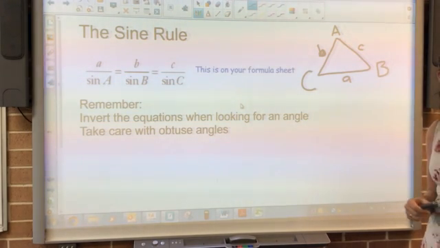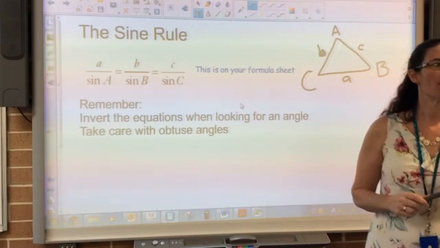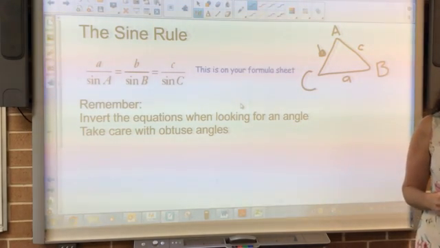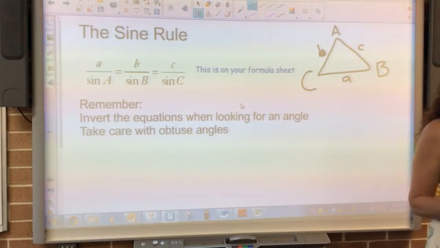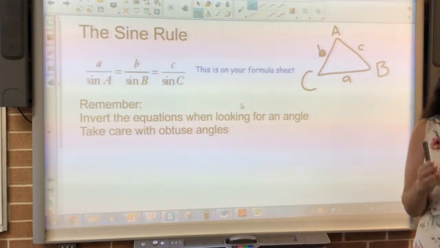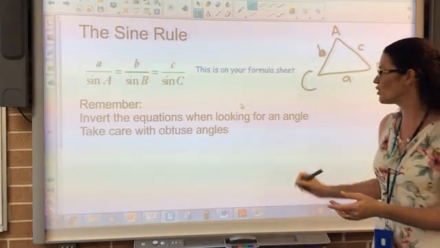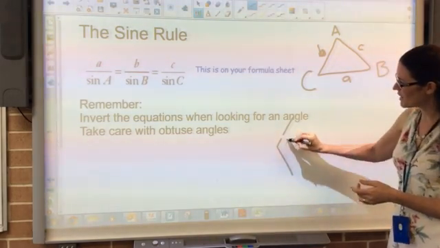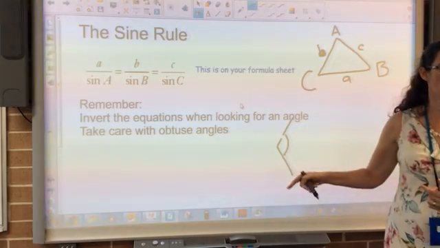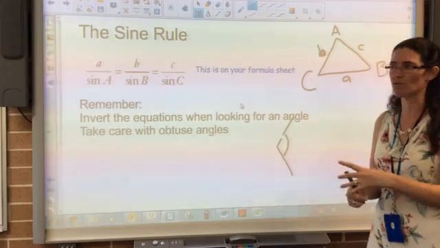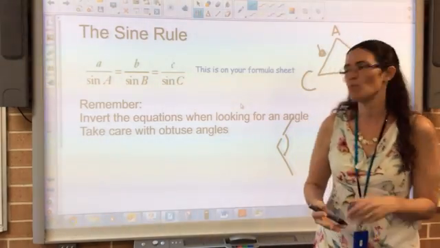What was the problem with obtuse angles? When we're using the sine rule, subtract from 180 because the calculator will always assume you want the acute angle. So if it gives you an angle like this big and it says the answer is 15, clearly that's wrong. You need to know to do 180 minus it to find the obtuse angle. They're the things we need to watch out for.